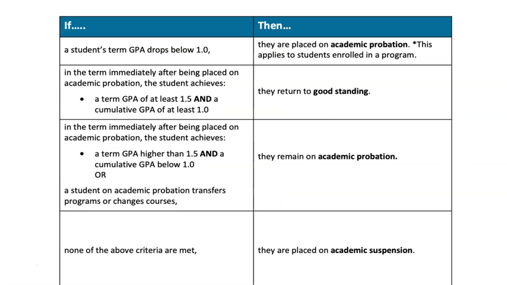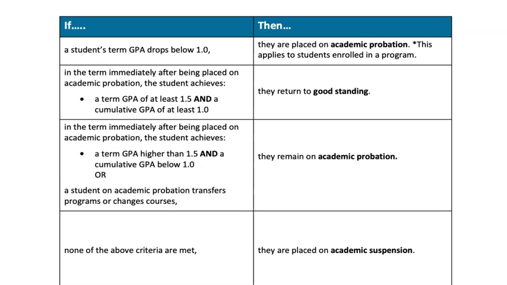If a student's term GPA drops below 1.0, then they are placed on academic probation. This applies to students enrolled in a program. If in the term immediately after being placed on academic probation, the student achieves a term GPA of at least 1.5 and a cumulative GPA of at least 1.0, then they return to good standing.